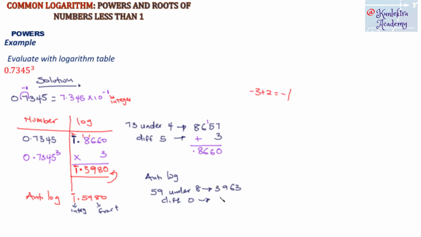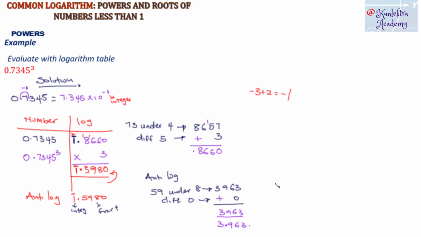3963 plus what? Plus 0. Now what would you have? This will still be 3963. Now notice something. For our antilog, what happened? We have our value to be 3.963. Now, how does the integer come into play?